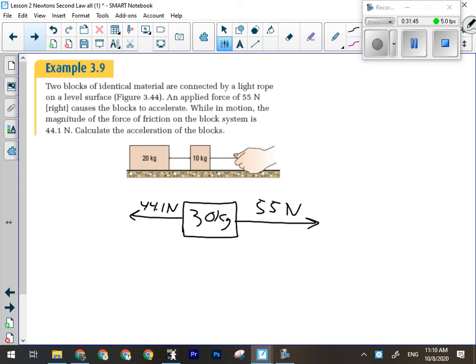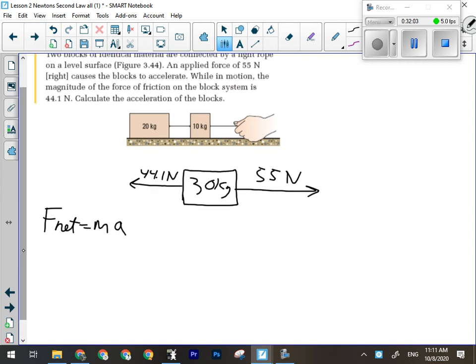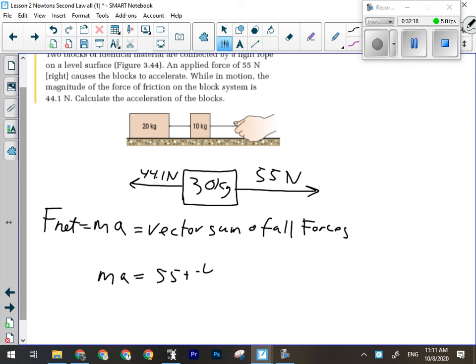I want to calculate the acceleration of the blocks. So net force equals mass times acceleration. Do I have what I need here? Well, I still have to calculate the net force. So 55 minus 44.1. Sorry, this should also say vector sum. So mass times acceleration is going to equal 55 plus negative 44.1, which should be 10.9, right?